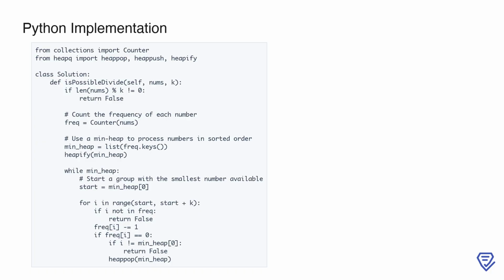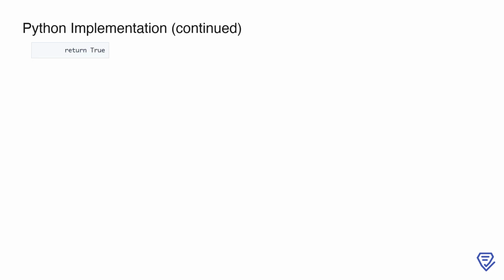The variable start is initialized to the smallest number currently in the heap, which will serve as the starting point of the next group of k consecutive numbers. For each number in the range from start to start plus k, we check if the number exists in the frequency dictionary. If it doesn't, we return false because a complete group cannot be formed. If it does exist, we decrement its frequency by 1, indicating that this number has been used.